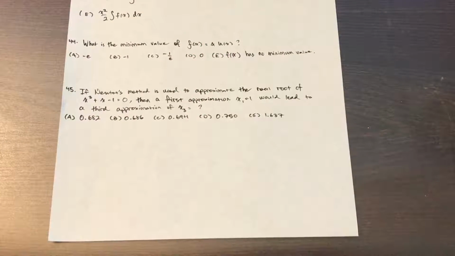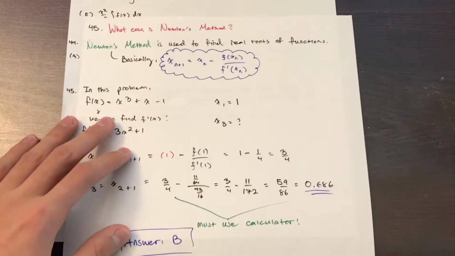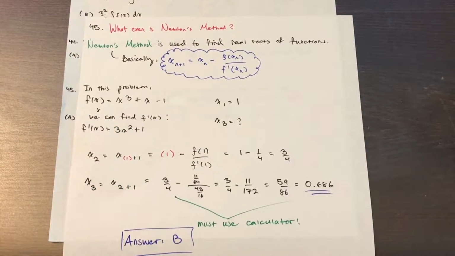Question 45. If Newton's method is used to approximate the real root of x cubed plus x minus 1 equals 0, then the first approximation of x of 1 equals 1 will lead to a third approximation of x of 3 equals what? So let's start. What even is Newton's method? Newton's method is used to find real roots of functions.